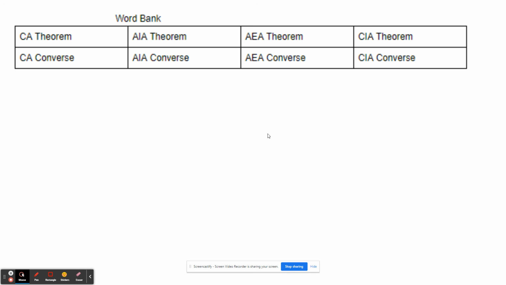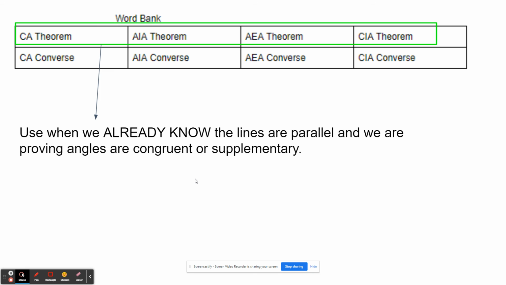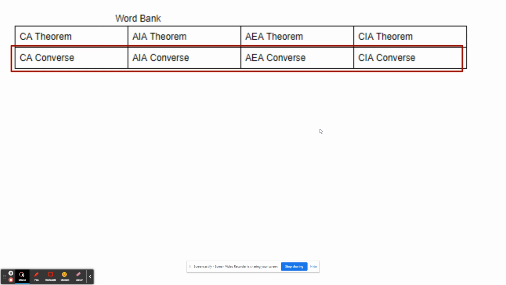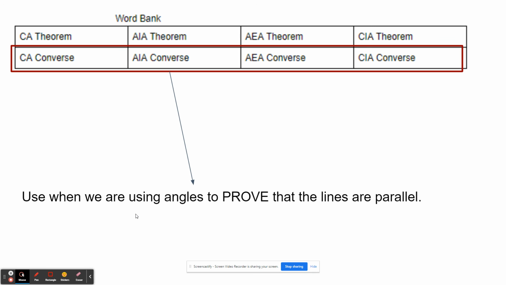So in this lesson, we're going to be using angles to determine whether the lines are parallel. And just to summarize, in lesson 3.2, we were using these theorems when we already know the lines are parallel. And in this lesson, we're using the converse theorems. We use these theorems when we are using angle measures to prove that the lines are parallel. And so in the next few videos that you're going to watch today, we'll be using those converse theorems to solve problems.